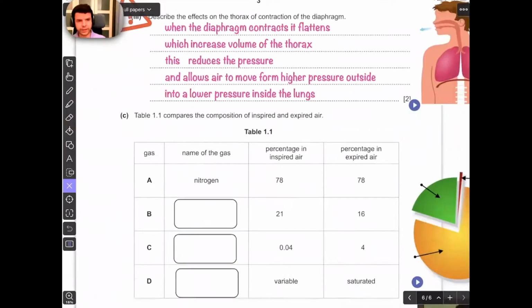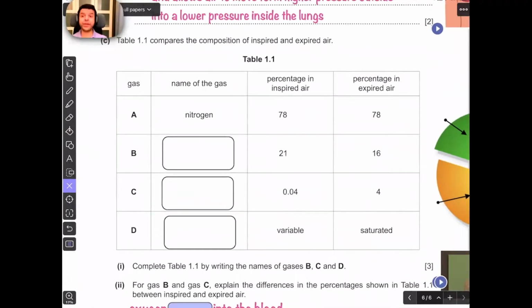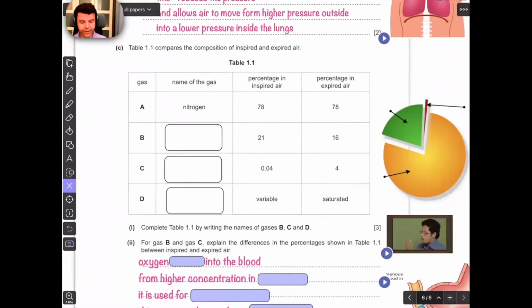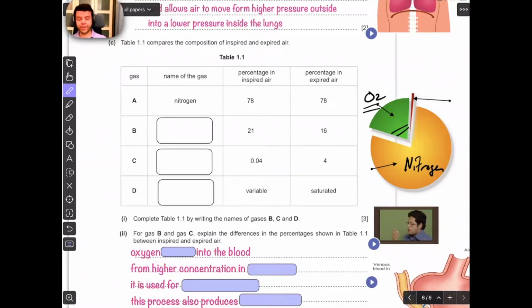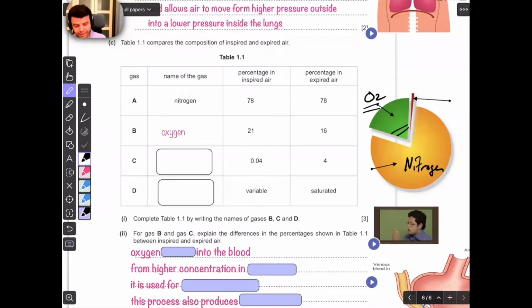Is there any question? No? Right here, they're asking us, they actually gave us the percentages of different gases in the air. They told us that nitrogen is like 78%. And then they wanted us to identify the gas that is 21%. This gas is going to be what? This gas must be the oxygen, right? That is oxygen.